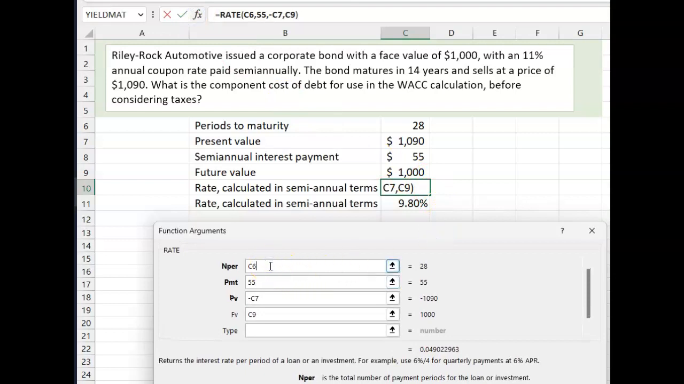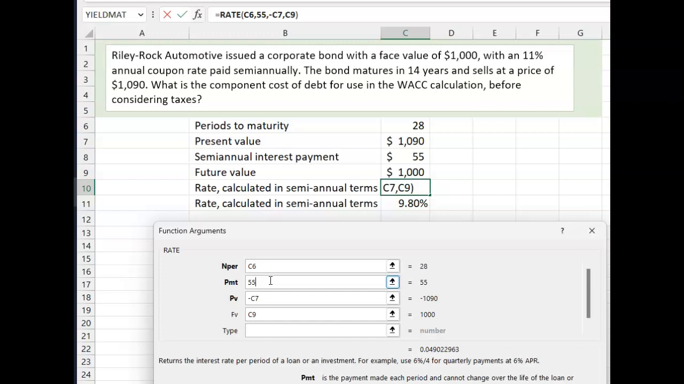All right, the number of periods is 28, right? We're doing this on a semi-annual basis. 28 periods, the payment amount is $55 per semi-annual period. And now you may want to know, why is it positive or negative in these functions or variables or arguments?